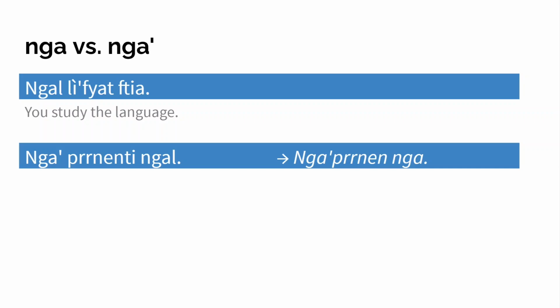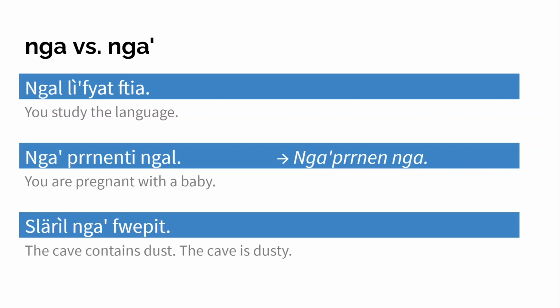If we just want to say you are pregnant with a child, so nga prnenti ngal, then we would usually just say nga prnen, like as one verb. I just put the example in here to have a nice sentence with nga and ngal in one sentence. And lastly, so it means you are pregnant with a baby. And lastly, sleril nga fwepid. The cave contains dust, so the cave is dusty.